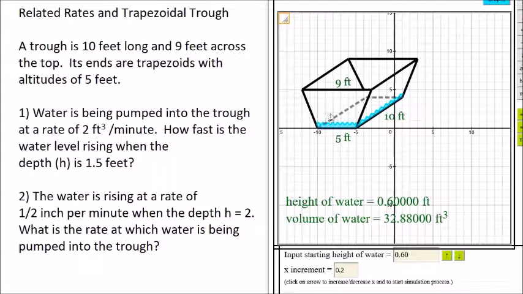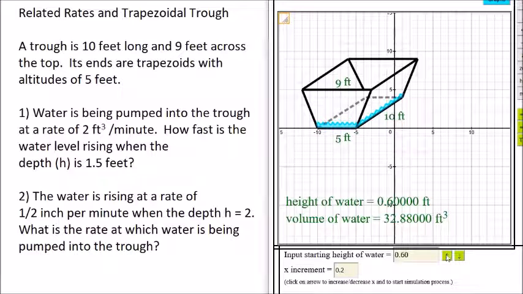Here we have a trough where the two ends are in the shape of trapezoids. The length of the trough is 10 feet, and it is 9 feet across the top and 5 feet across the bottom. The ends of the trough are the trapezoids. Water is being pumped into the trough at a rate of 2 cubic feet per minute.